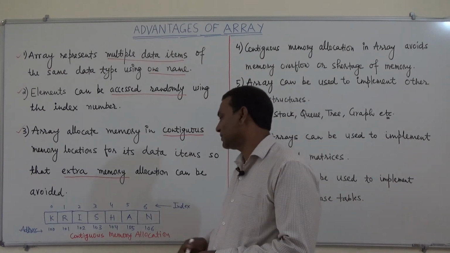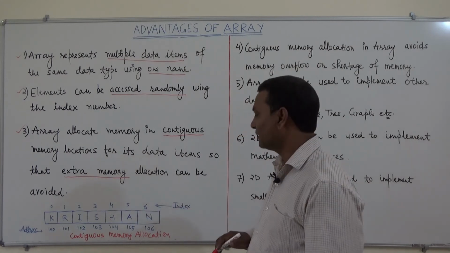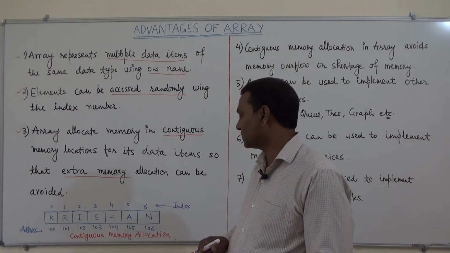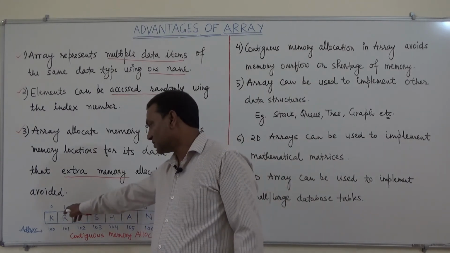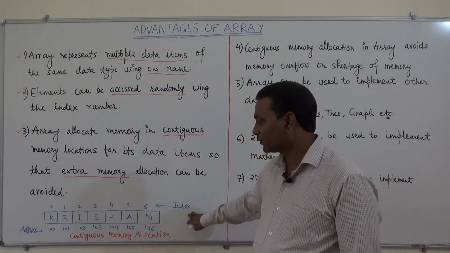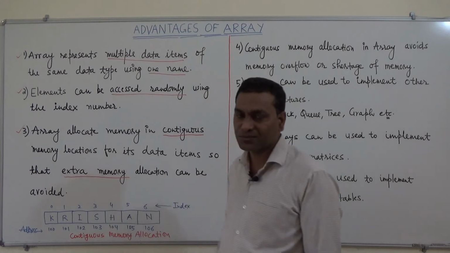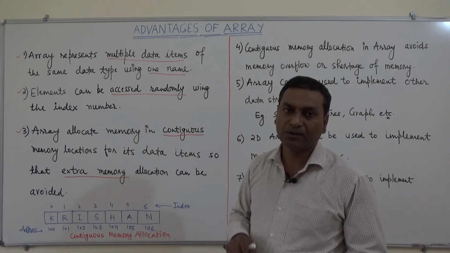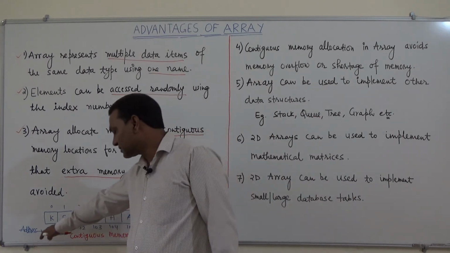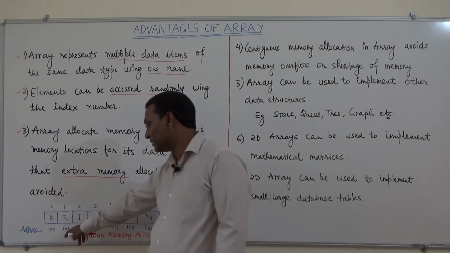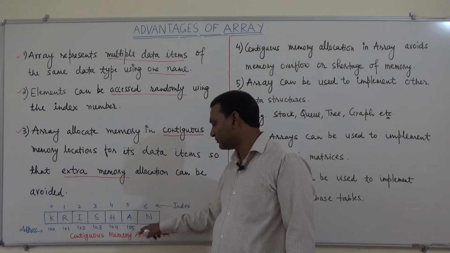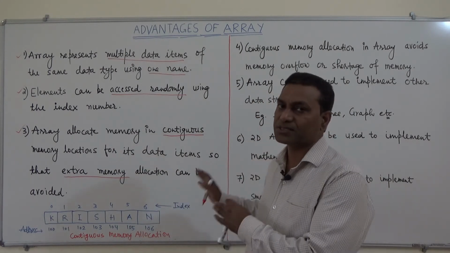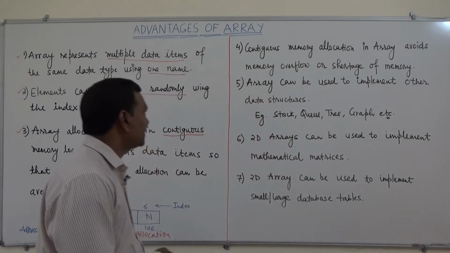Here we can see an example. This is a character array, and it can store 7 elements. Here we can see the indices 0, 1, 2, 3, 4, 5, 6, and these are the elements of character data type. We know a character takes 1 byte of memory. At the bottom we see the addresses 100, 101, 102, 103, 104, 105, 106. So this is the contiguous memory allocation, meaning adjacent locations.